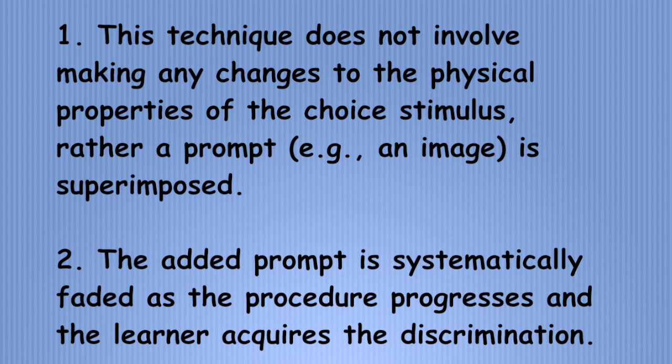The steps for superimposition with stimulus fading are: this technique does not involve making any changes to the physical properties of the choice stimulus, rather a prompt is superimposed. Always superimpose a known stimulus with a novel stimulus. The added prompt is systematically faded as the procedure progresses and the learner acquires the discrimination.